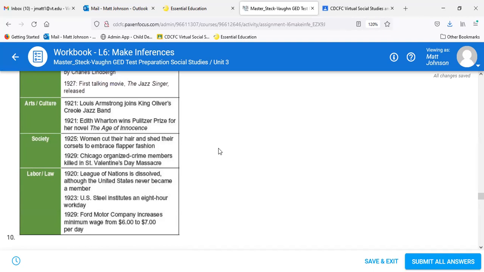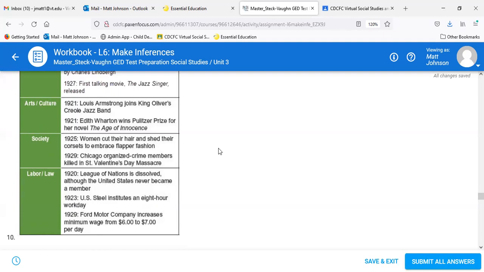In 1923, U.S. still institutes an 8-hour workday. So labor movements also really, really big in the early 20th century, and they fought for things like an 8-hour workday, a 40-hour work week, benefits, holiday time or vacation time, things like that. So U.S. Steel being one of the companies to implement those types of ideas for their workers.